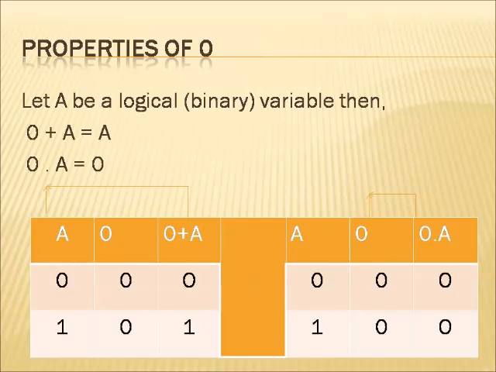As a is a binary variable, we know that it can have two values, 0 and 1. When you perform the OR operation, 0 plus 0 is 0, 1 plus 0 is 1. In the same way, when we perform the logical multiplication, a dot 0, it is 0 dot 0 is 0, 1 dot 0 is equal to 0. So we can say that 0 plus a is equal to a and 0 dot a is equal to 0.